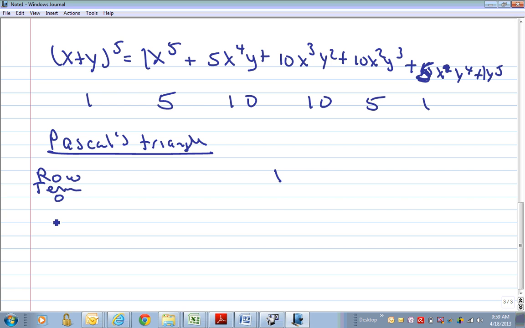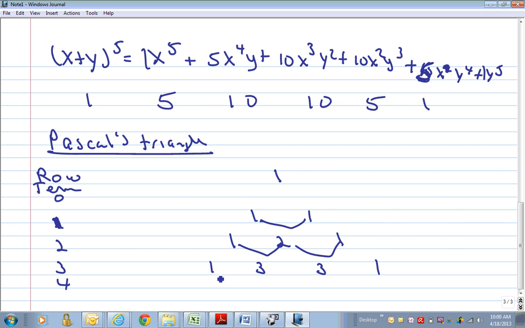For the binomial to the first power, we would have a 1 and a 1. For the binomial to the second power, we have a 1. In the middle, you add the two terms from above. So 1 plus 1 is 2, and a 1. For the third power, we have a 1. We add 1 and 2 and get 3. We add 2 and 1 and get 3, and a 1.